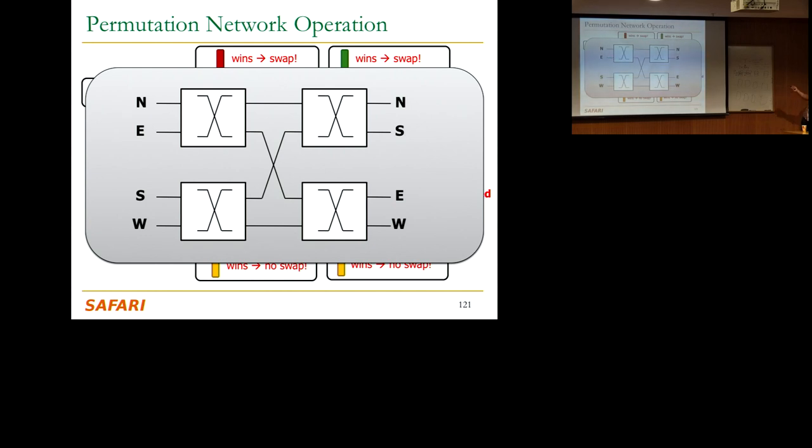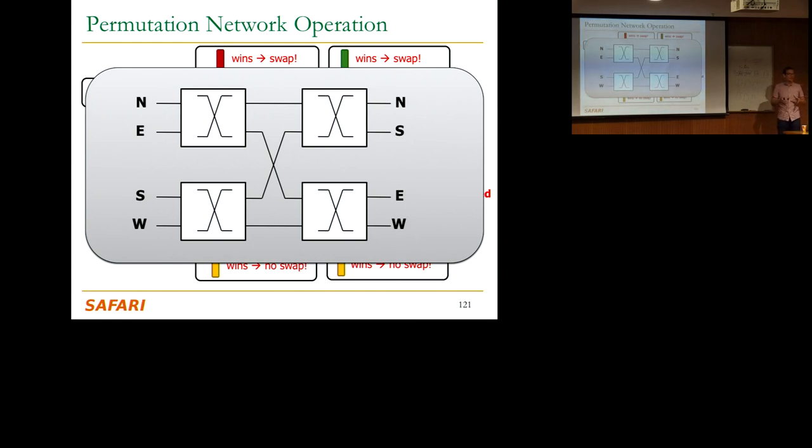Yeah, this simplifies the router even more. This is one example, but there are many permutation networks that you can potentially design. But our goal was to simplify the router even more. So you lose space, but you get more deflection. That's the trade-off we made, but this is a design space actually. That's a very good point.